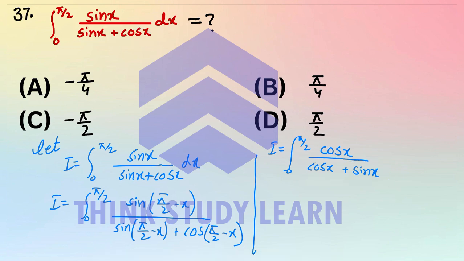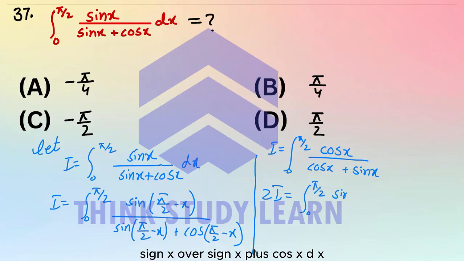So we will add these two integrals. 2I will become the integral from 0 to pi by 2 of sine x over sine x plus cos x dx.